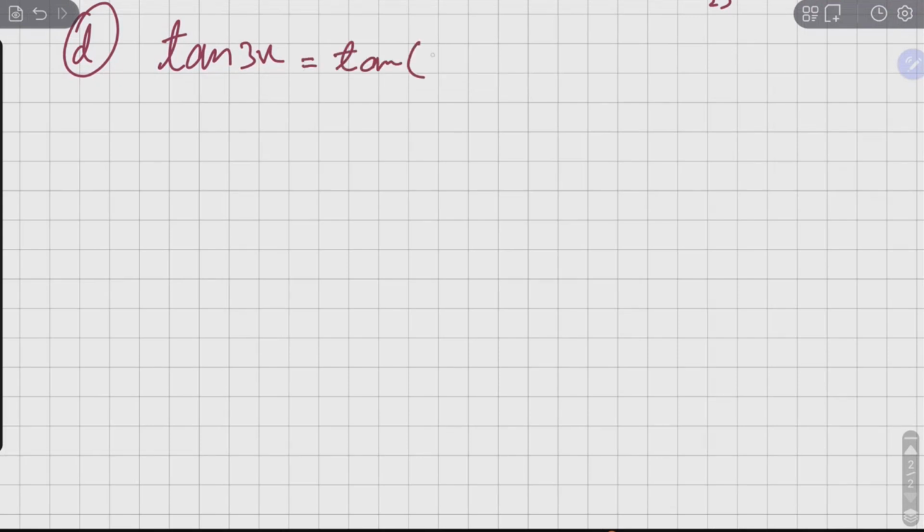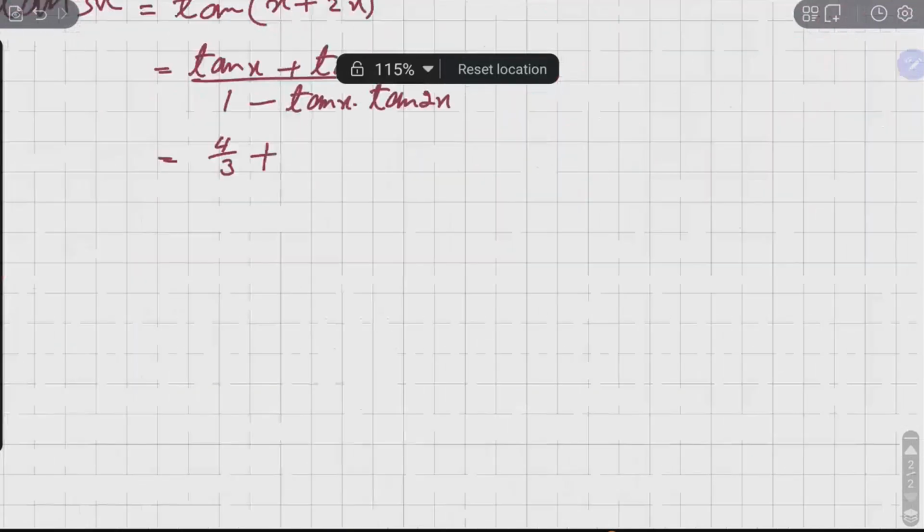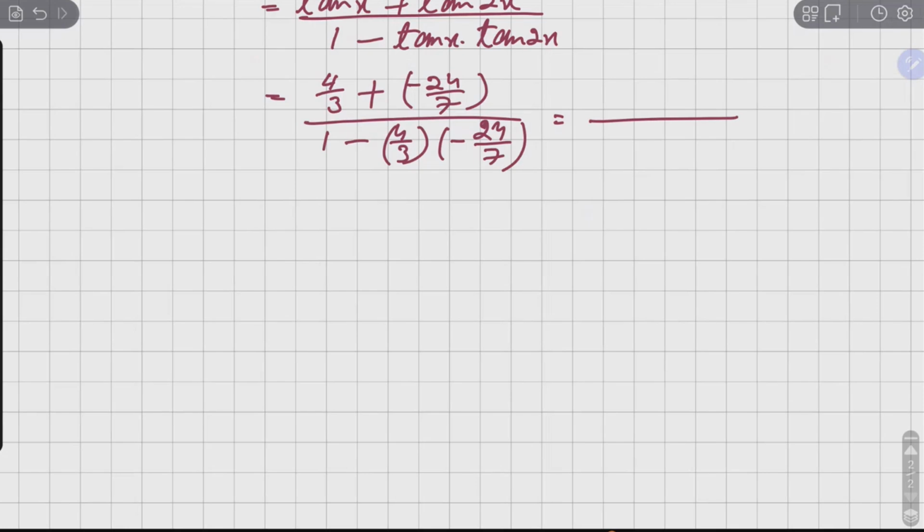We split the angle 10x plus 2x. यहाँ पे आप बेसिक कंपाउंड फार्मूला लगा लें. tan of x आ जाएगा, tan of 2x आ जाएगा, 1 minus tan of x into tan of 2x. You have all the values. It is 4/3 plus tan of 2x is minus 24/7, 1 minus 4/3 and minus 24/7. When you do the calculation, you get the answer.